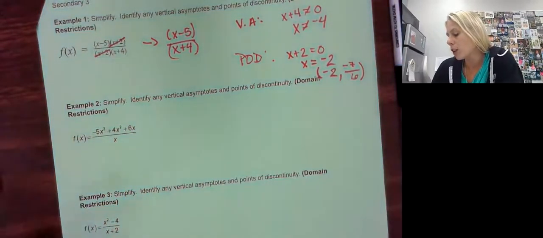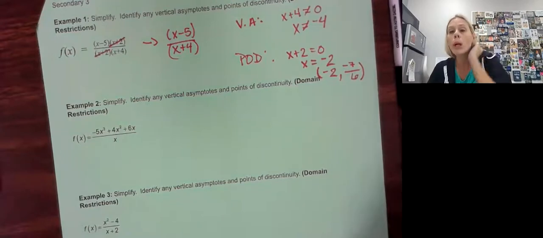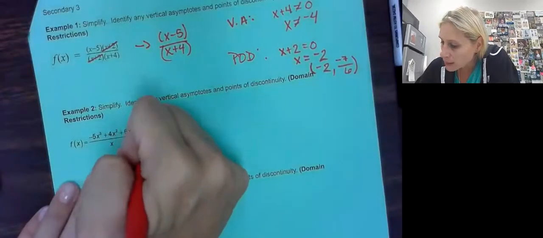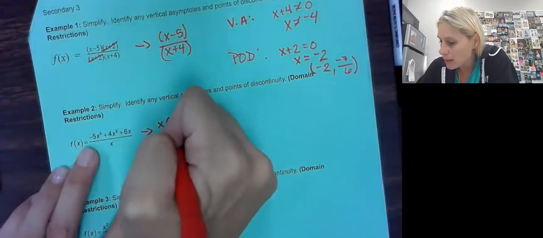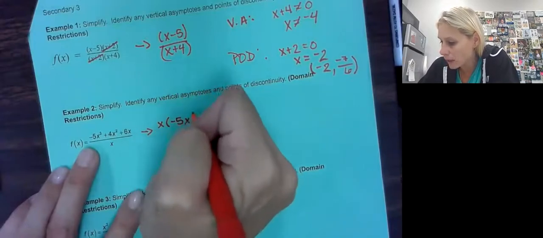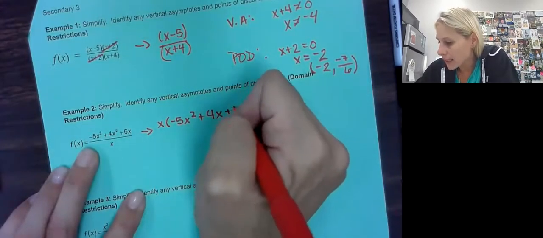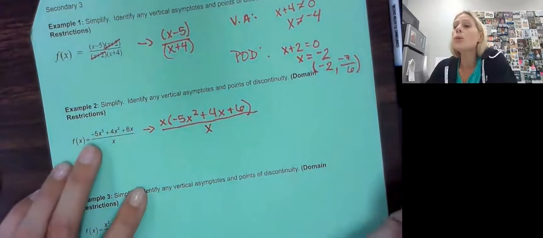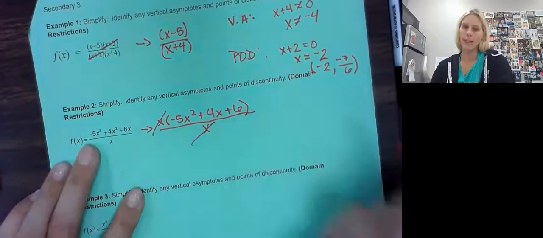Simplify, identify any vertical asymptotes and points of discontinuity. Okay, so in this case, it's not factored. We have to factor it first. But when we factor, what do we always look for first? GCF. So let's take out of the numerator, we can take out an x, right? So x times -5 x squared plus 4x plus 6 all over x. Now, guys, we do not have to factor this anymore because look what happens. The x's will cancel.